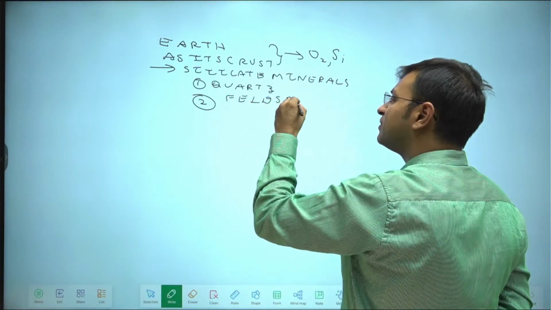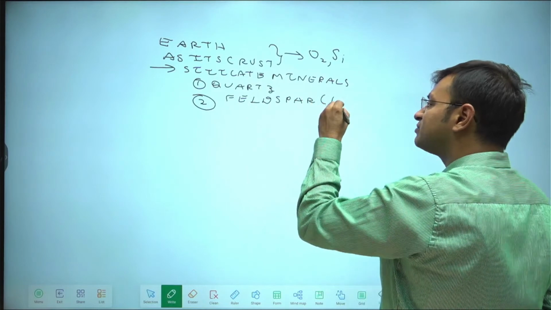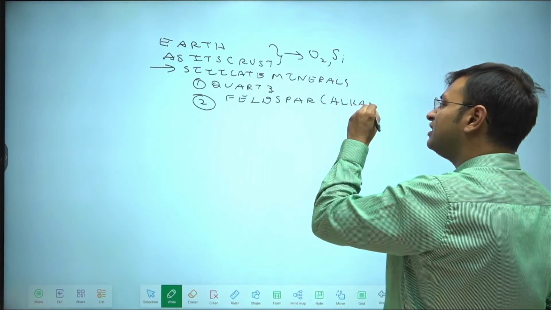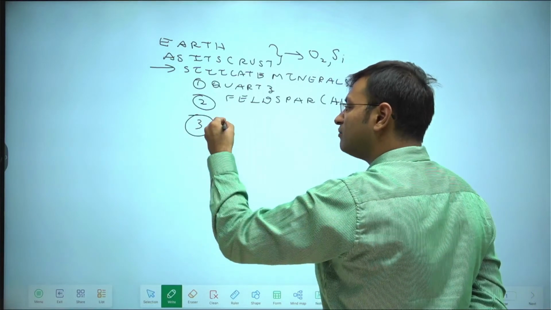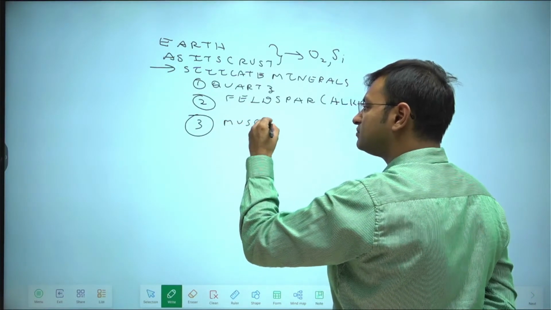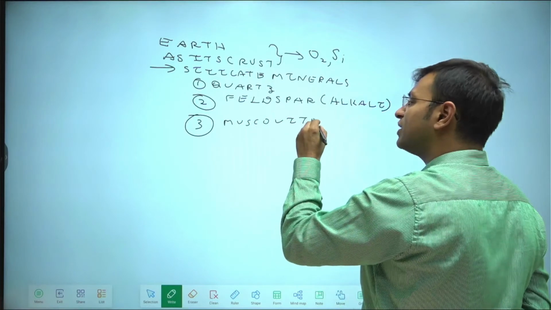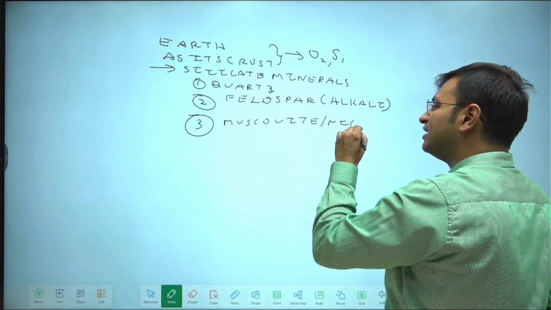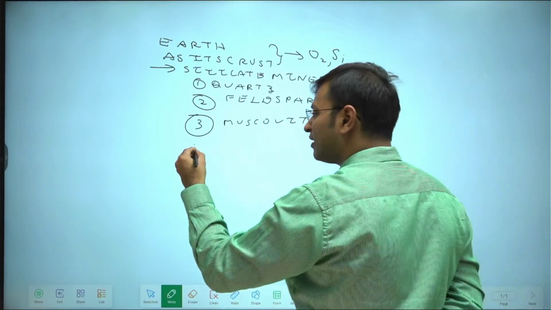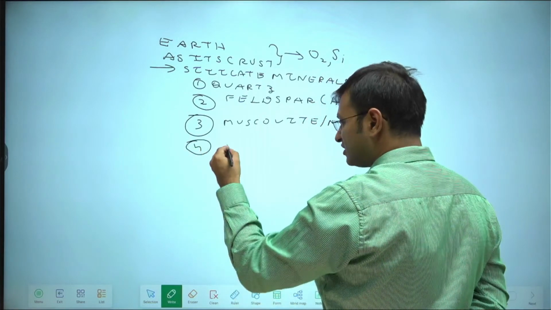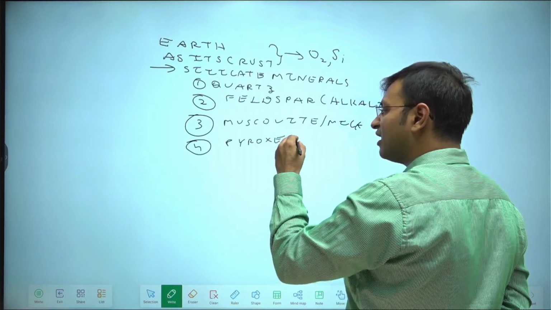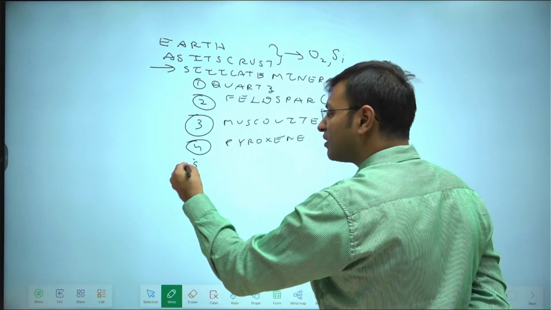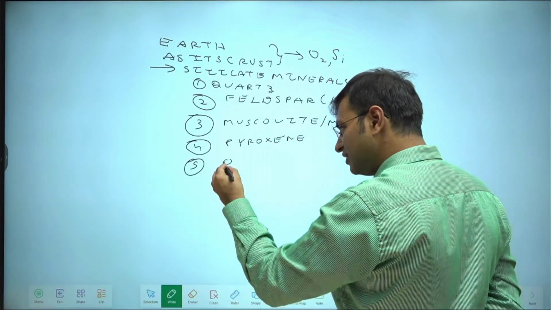Okay, feldspar, mind you, this is alkali feldspar. After this, you need to remember muscovite. Muscovite is also called mica. After that, you need to remember a mineral group called pyroxene. And lastly, you need to remember a mineral group called olivine.